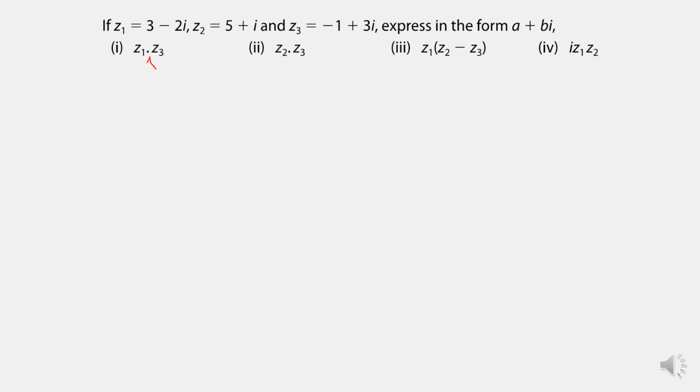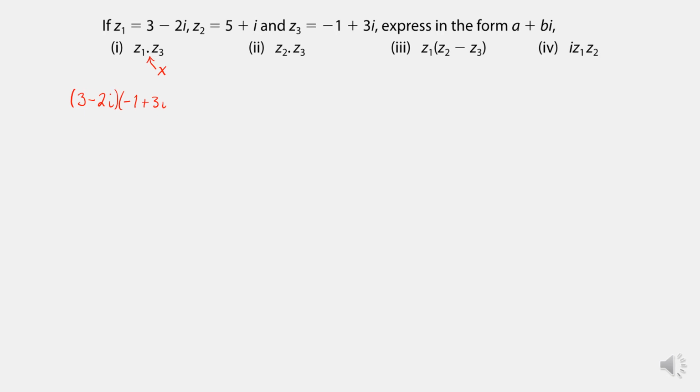Here it's Z1 with this dot. Okay, we didn't see this before. All right, this dot is another form of writing, sorry, my pen is playing tricks on me again, of multiply. Okay, so the dot means multiply. So it's asking me to multiply Z1 by Z3.